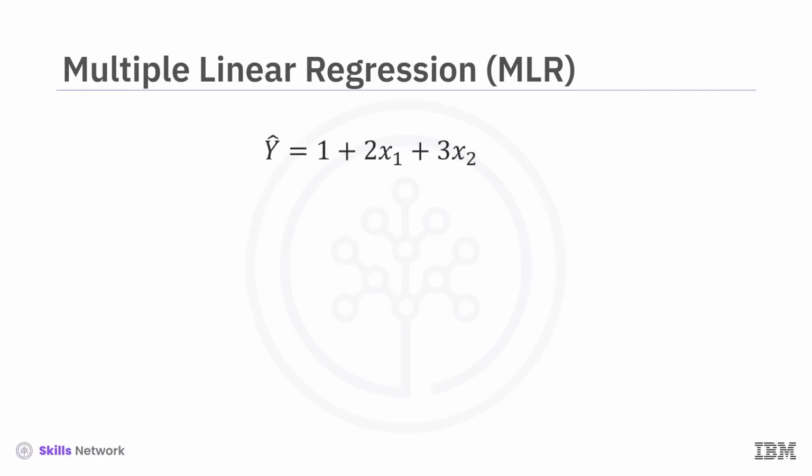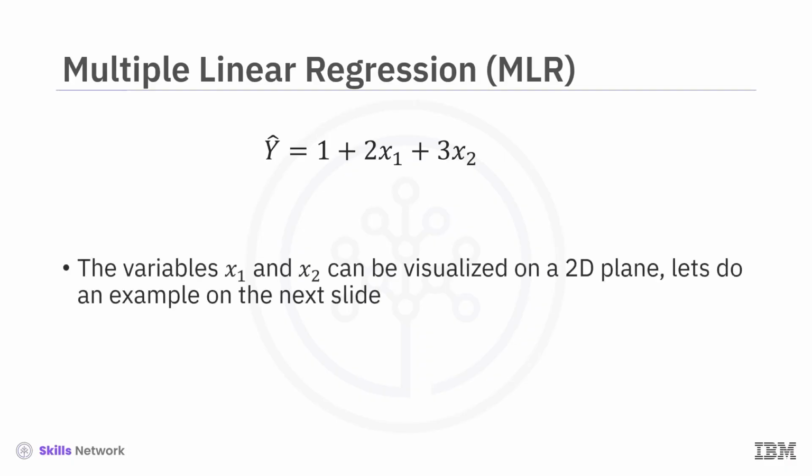If there are only 2 variables, then we can visualize the values. Consider the following function. The variables x1 and x2 can be visualized on a 2D plane. Let's do an example on the next slide.